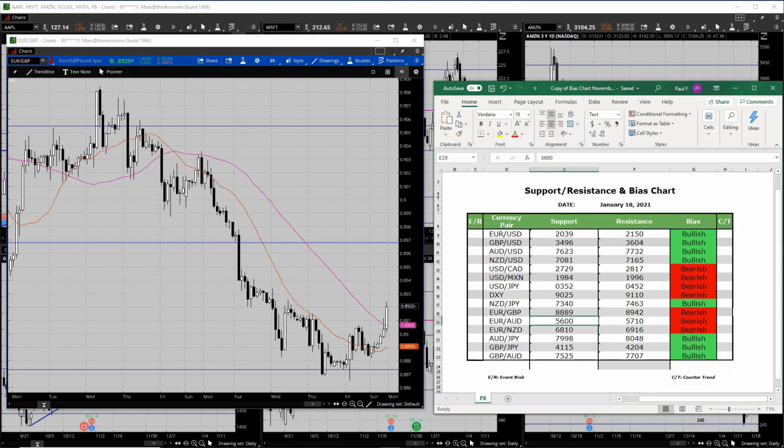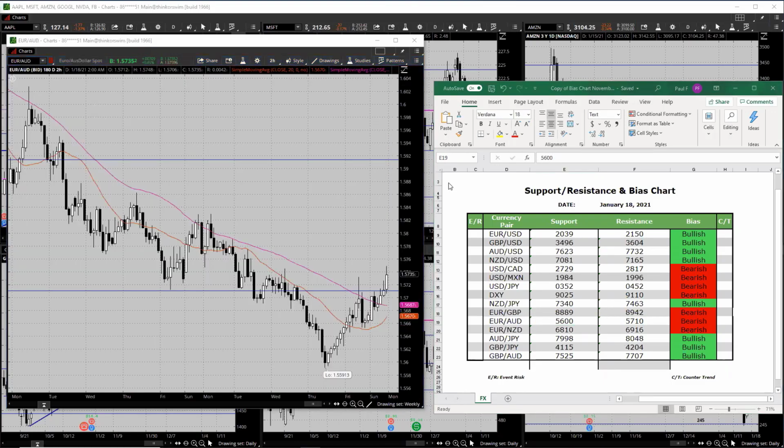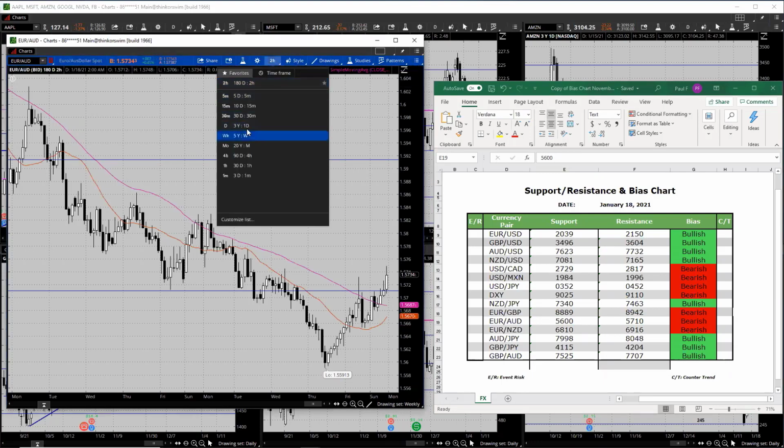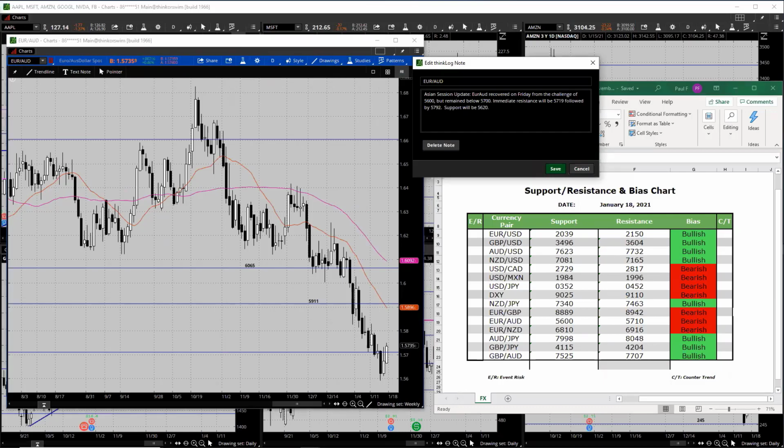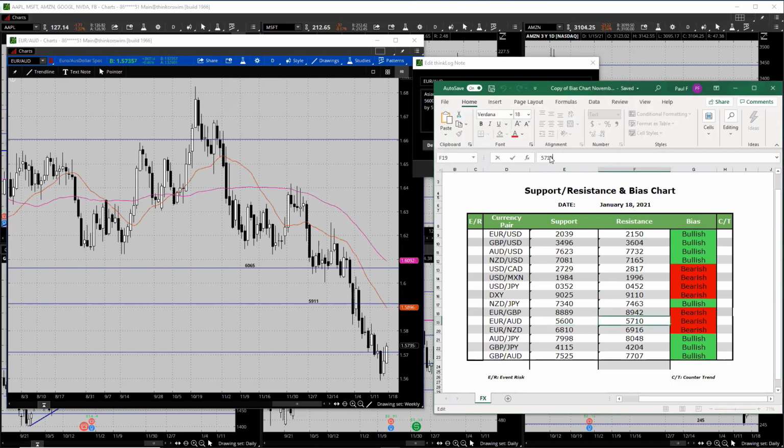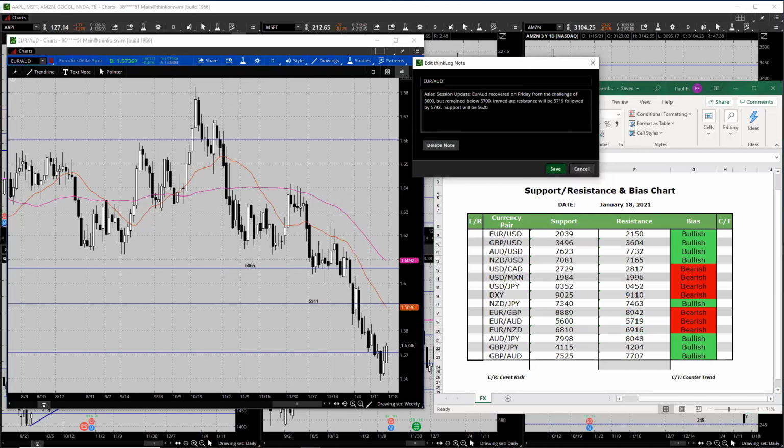On to the euro odd. The euro odd recovered on Friday from the challenge of 56 even, but remained below 57, which we're above right now. Immediate resistance will be 57.19, followed by 57.92. Well, we're above it, but we'll go with the 57.19 for now. Bear with me, because I don't want to put it all the way up to 57.92 yet. But the secondary would be 57.92.